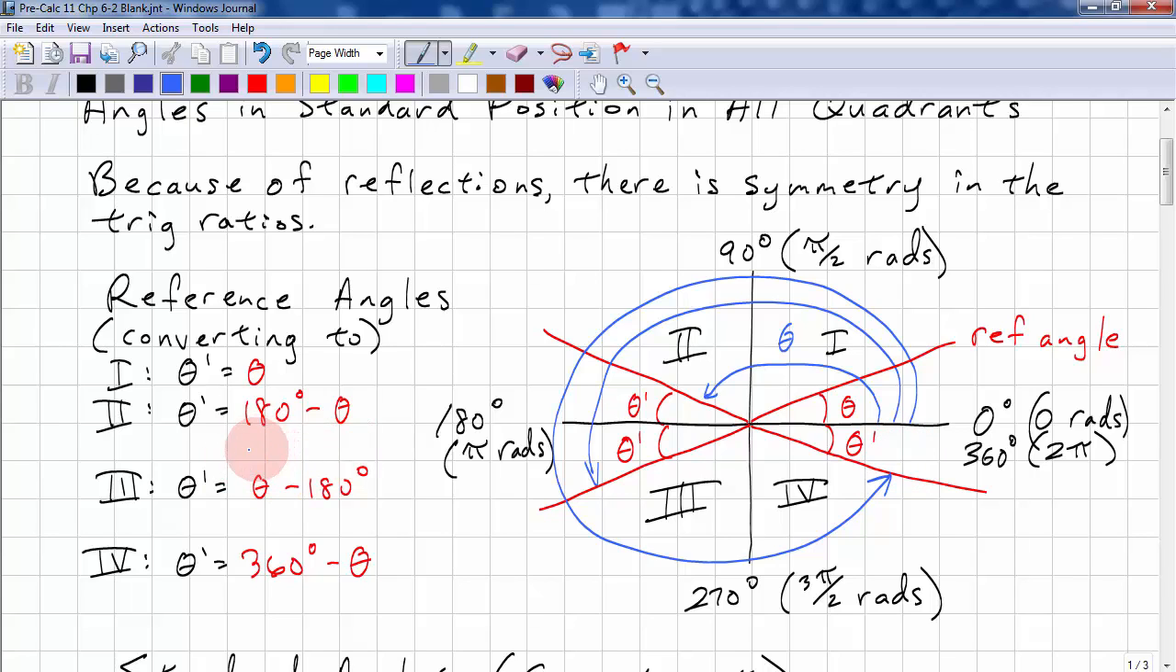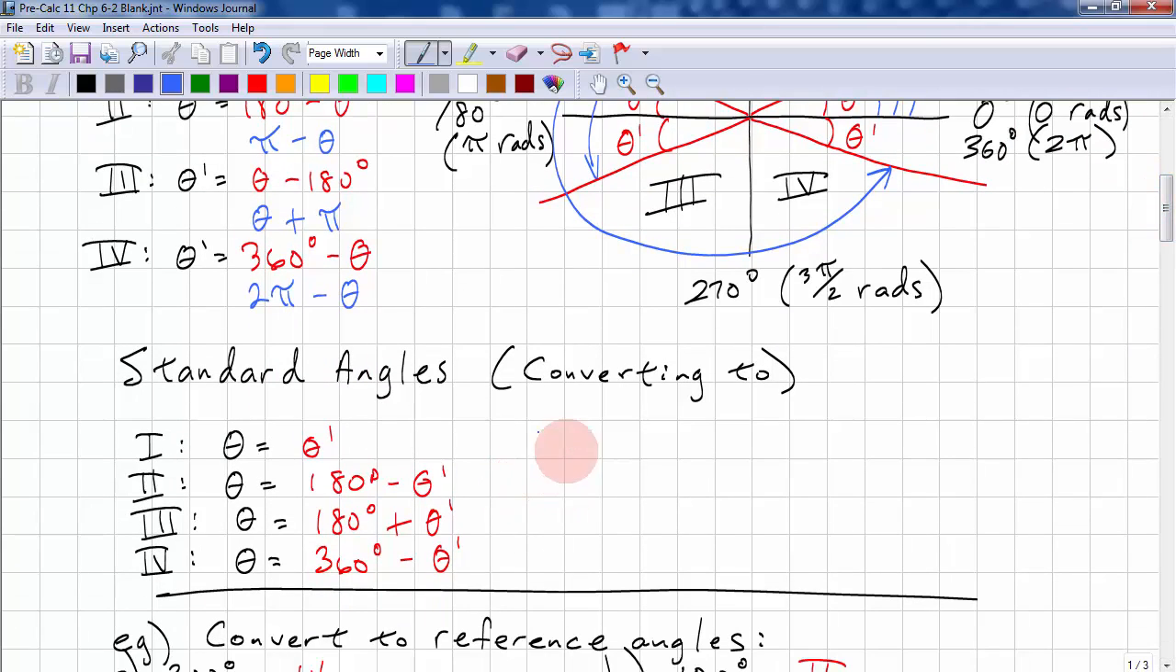So, in quadrant 2, we have pi minus theta. In quadrant 3, we have theta plus pi. And in quadrant 4, we have 2 pi minus theta. And in quadrant 1, it's just the same. And to convert back, you still have theta equals theta prime. Theta equals pi minus theta prime. And in quadrant 3, it's pi plus theta prime. And in quadrant 4, we have 2 pi minus theta prime.